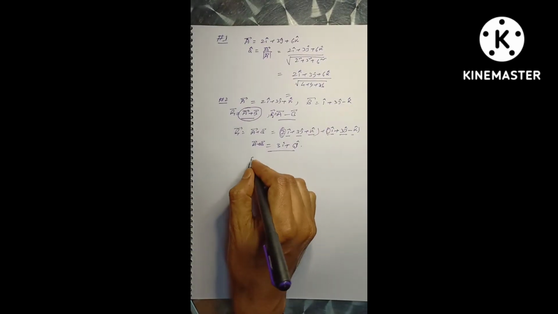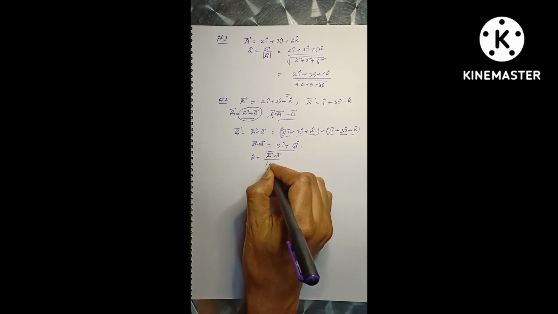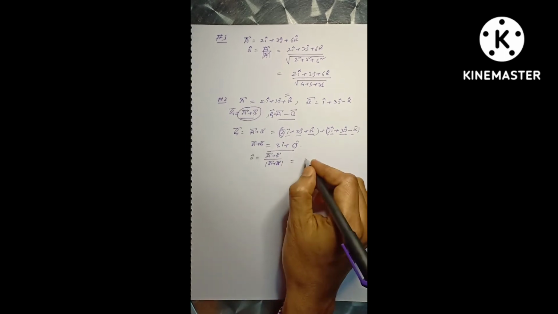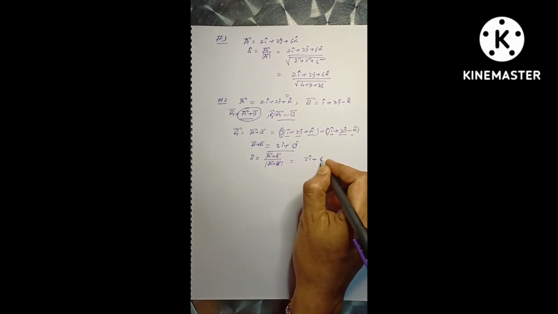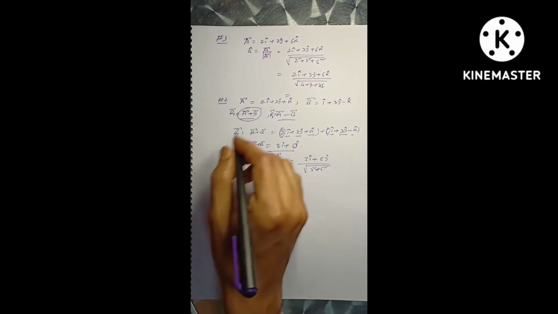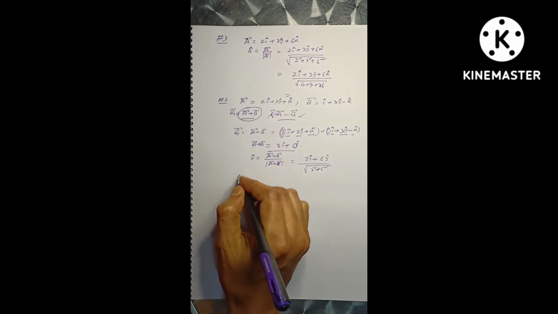To find the unit vector of it, the general formula is a cap equals a vector plus b vector divided by mod of a vector plus b vector, equals 3i cap plus 6j cap divided by root of 3 square plus 6 square. In the same way, we can also find the unit vector of a vector minus b vector.